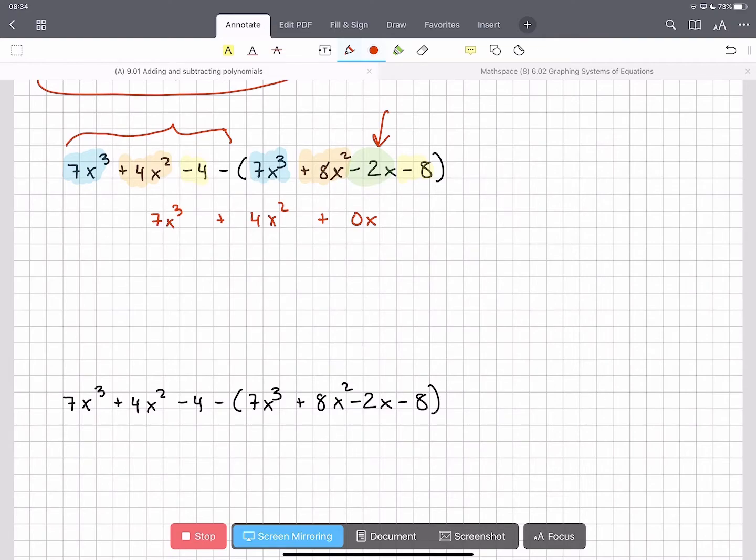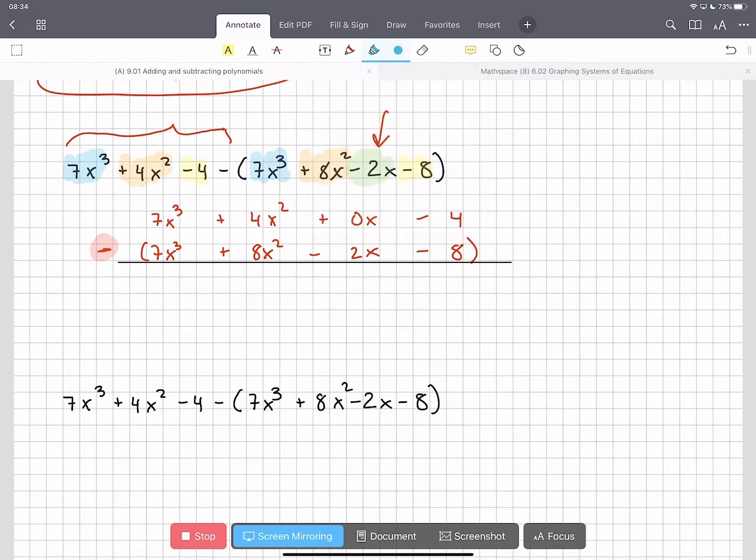And then I've got my minus 4. And we are subtracting from that the 7x cubed plus the 8x squared minus the 2x minus the 8. So the important part here is I've got to remember that I'll be subtracting positives from positives and positives from negatives. What do I mean by that? So let's have a look.